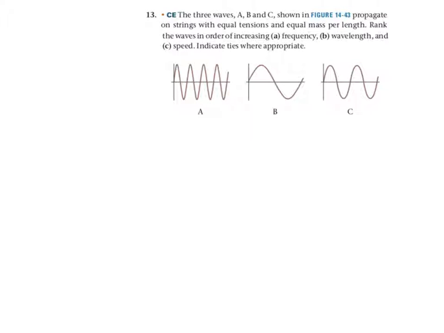Chapter 14, Number 13. The three waves A, B, and C, as shown in the figure below, propagate on strings with equal tension and equal mass per unit length, which immediately tells us that because of those two things, V is the same for all of them, because V is the square root of Ft over mu.